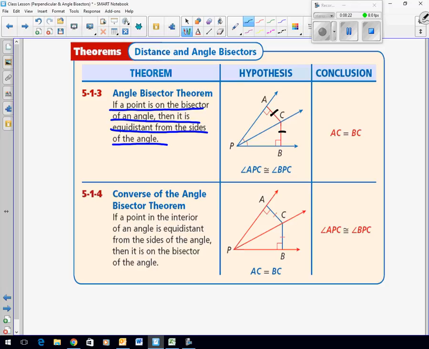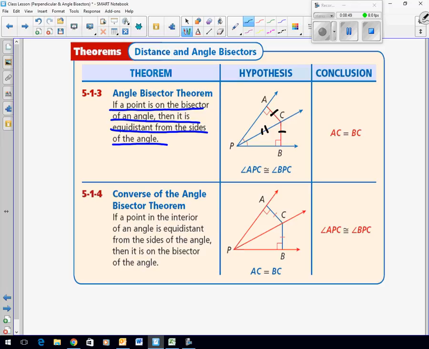What'd you say? Who said it? Nope. Darwin H? Yeah. Hypotenuse, leg. This is the hypotenuse. Here's the leg. Hypotenuse and leg: if two right triangles are congruent to each other by hypotenuse and leg, then the two triangles are congruent.